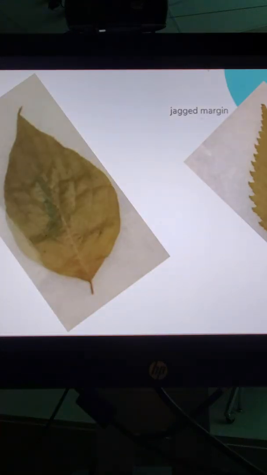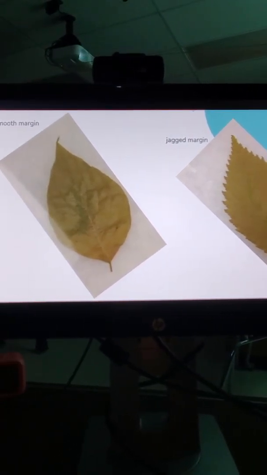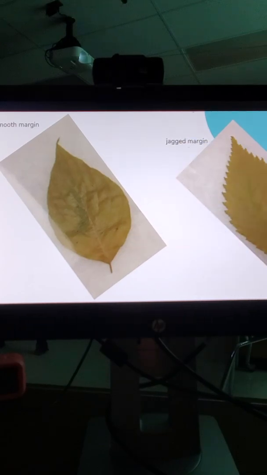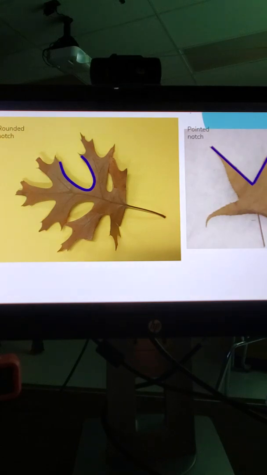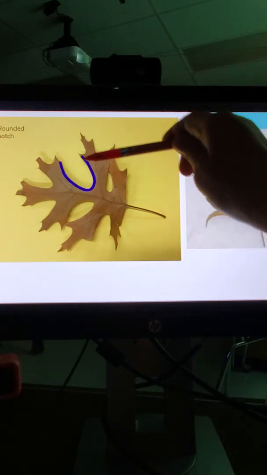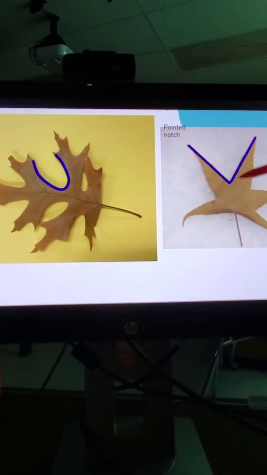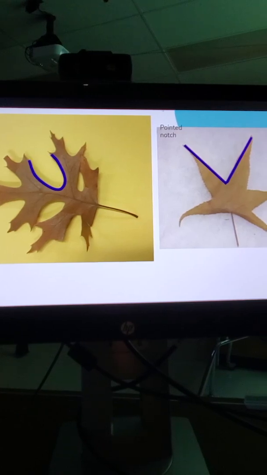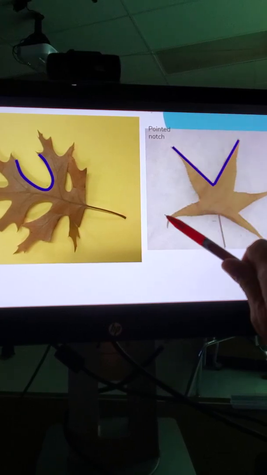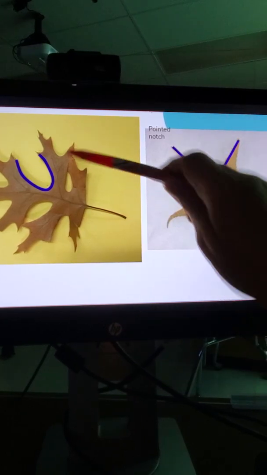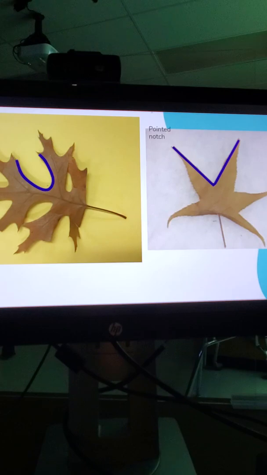So here are some real life examples. Here we have a smooth edge or margin, and here we have jagged or serrated. Here we have a leaf with a rounded notch, and here we have a leaf with a pointed notch. And again, this would be one lobe, another one, another one, another one. So each lobe is separated by a notch. So this is one lobe, there's a notch there, here's another lobe, here's a notch there, etc.